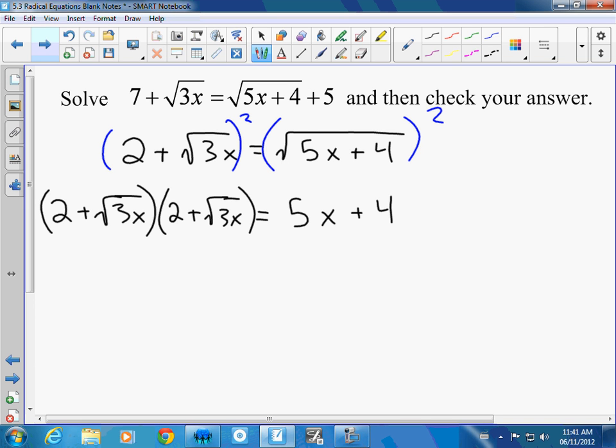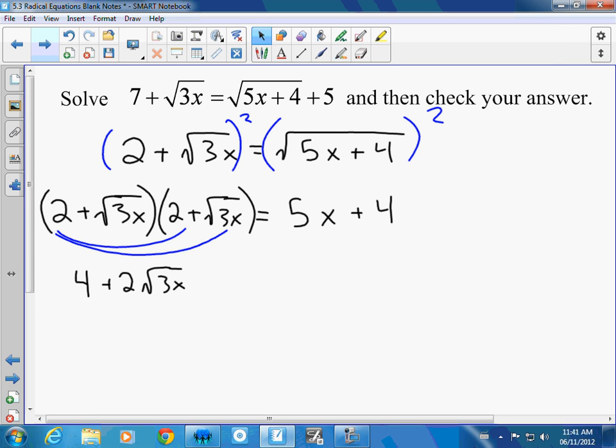So really guys, FOILing this one's not that bad. So let's start with the 2 times 2. What's 2 times 2? 4. We're going to do all the steps for this FOILing, just to make sure you don't miss this. So that's first, let's do outside. 2 times root 3x. 2 times root 3x, isn't that right? Just multiply them together. Okay, that's first, outside. Let's do inside now. Oh, this one's backwards though, root 3x times 2. It's 2 times root 3x, guys.